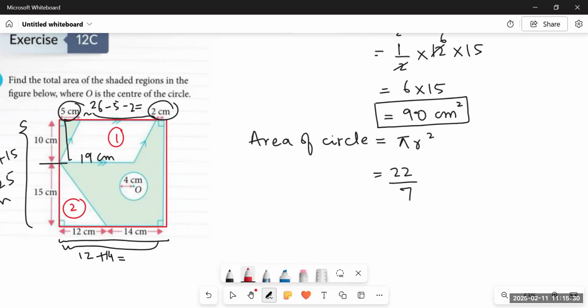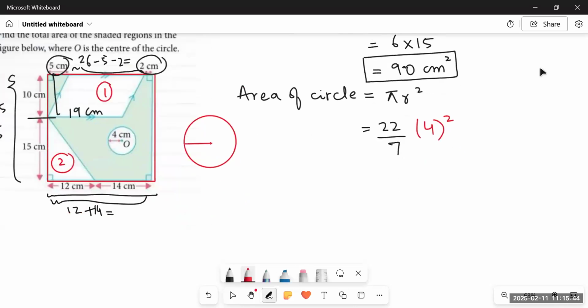So in a circle, the length of any line from the center to the boundary is called its radius, and it's given as 4 centimeters. So what are we going to do? We'll find its square. First we will find 4 fours are 16. Then we will multiply it by 22. So 22 multiplied by 16 is equal to 352. And later on, we are going to divide it by 7.